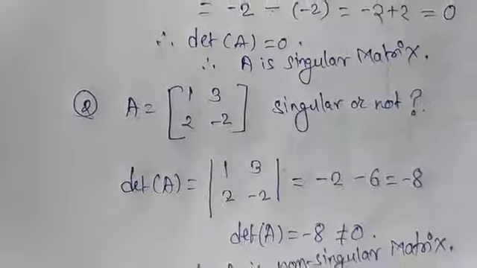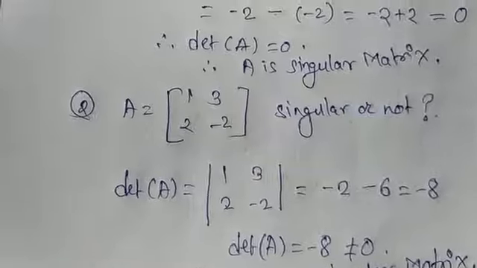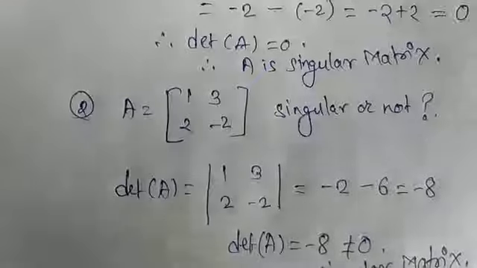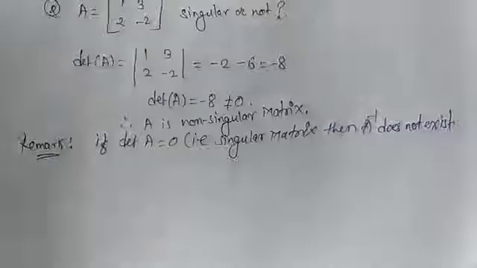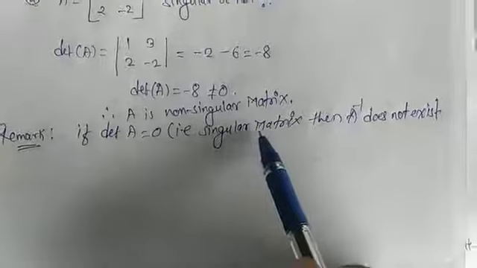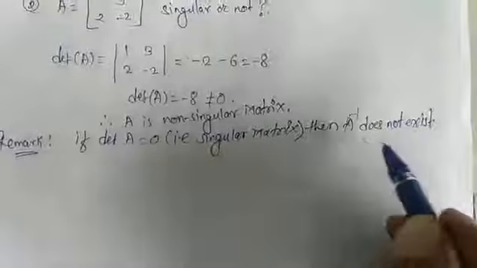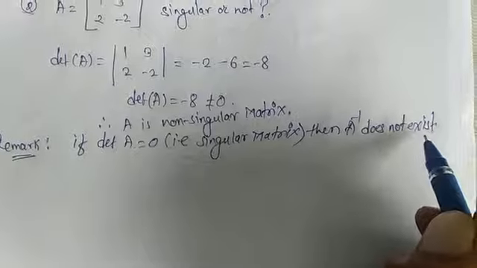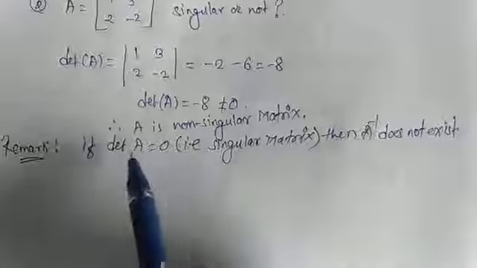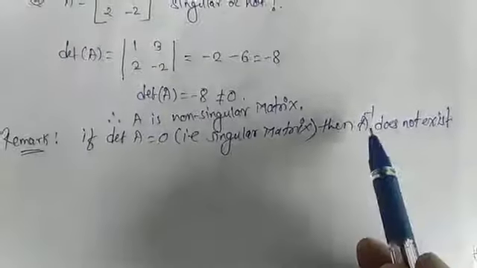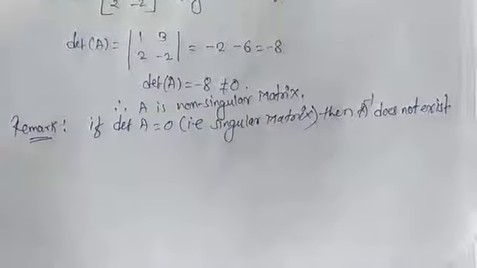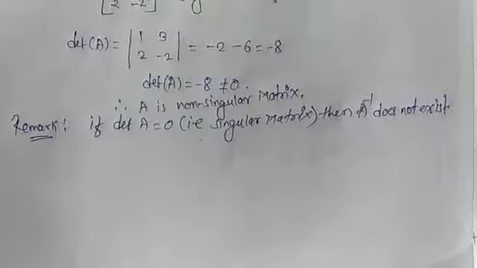Okay. So these are the examples related to singular and non-singular matrix. Remark: if determinant of A is equal to 0, that is, it is a singular matrix, then A inverse does not exist. If determinant of A is not equal to 0, then we can find A inverse of that matrix. Now we see some of the properties related to determinant.